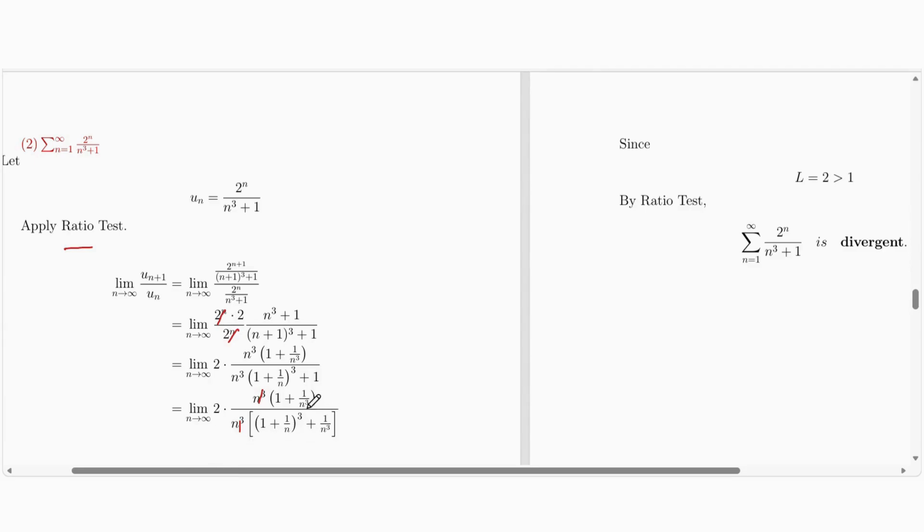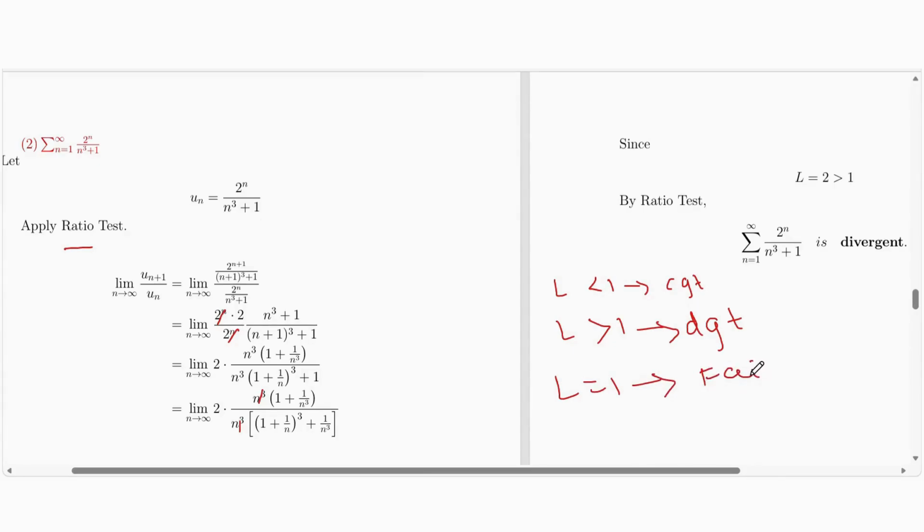So this 1 by n becomes 0. So after simplification, what do we get? The answer is 2. So what is my limiting value? L is 2. Now for the ratio test, what is the conclusion? If limit L is less than 1, then what do we conclude? The given series is a convergent series. If L is greater than 1, then the series is a divergent series. And if L equals 1, then the test is inconclusive.